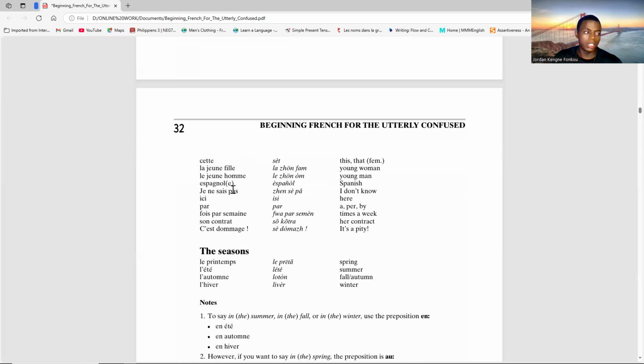Espagnol, Spanish. The e is for the lady, if the person is a lady. Je ne sais pas, I don't know. Ici, here. Par, by, like par semaine, per week, or a week, or by week. You understand? Par jour, per day, or a day, or by day. Fois par semaine, times per week. For example, 2 fois par semaine, 2 times per week, 2 times a week. Son contrat, her contract. C'est dommage. It's a pity. Or what a shame. Or that's unfortunate.